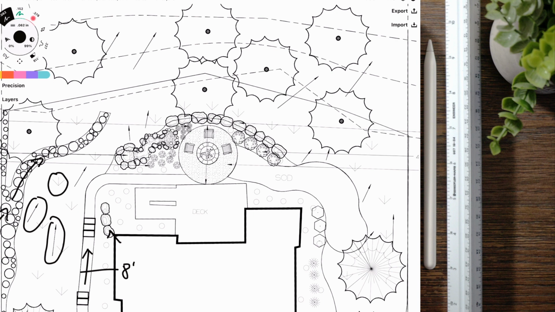You'll see this little duck print. For me, that represents native grass, and that's just what I use for this. It makes it easier for the crew to know what they are doing with it.